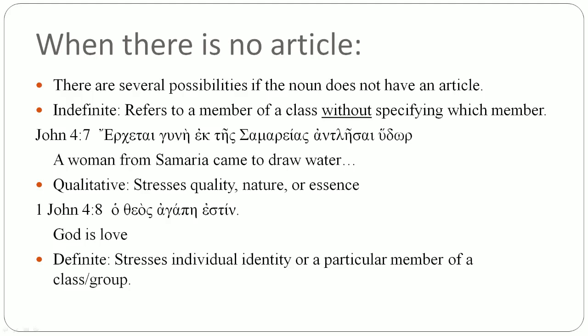The definite use of this, even though there's no article, you can still translate it into English as a definite article, and that's super confusing. I know. Why do they even bother to distinguish? Well, when there is no article and the noun is clearly definite, it's going to stress the individualistic identity.